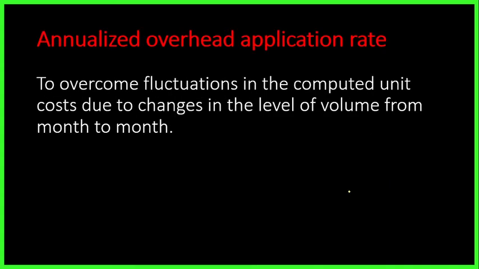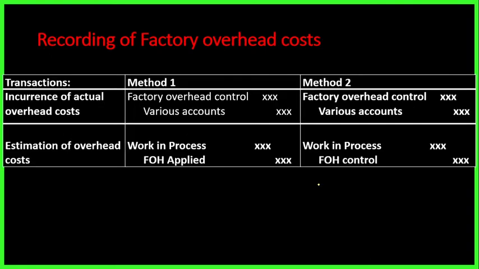Now, annualized overhead application rate. Why do we need to annualize this? When we say annualize, you compute your rate on a yearly basis. Well, number one, to overcome fluctuations, like monthly fluctuations or quarterly fluctuations. So, you can just read that.